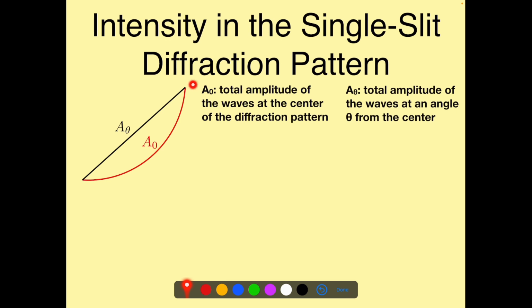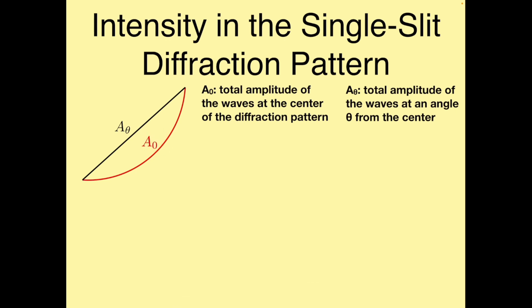Well, all we're doing in this red curve is we're taking that same distance A0, but instead of having a straight line, we're bending it into the arc of the circle that you see here. So this is how we can graphically represent the amplitude of all of the waves, the total amplitude at some angle theta, and the total amplitude of all of the waves at the very center of the screen at theta equals 0.